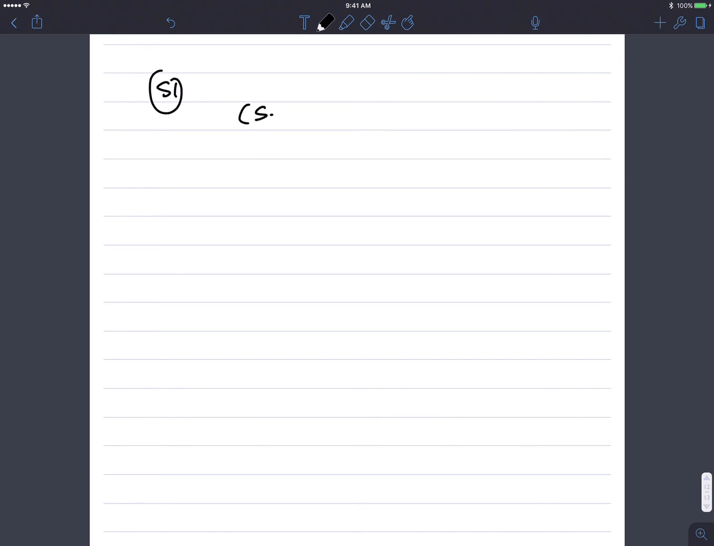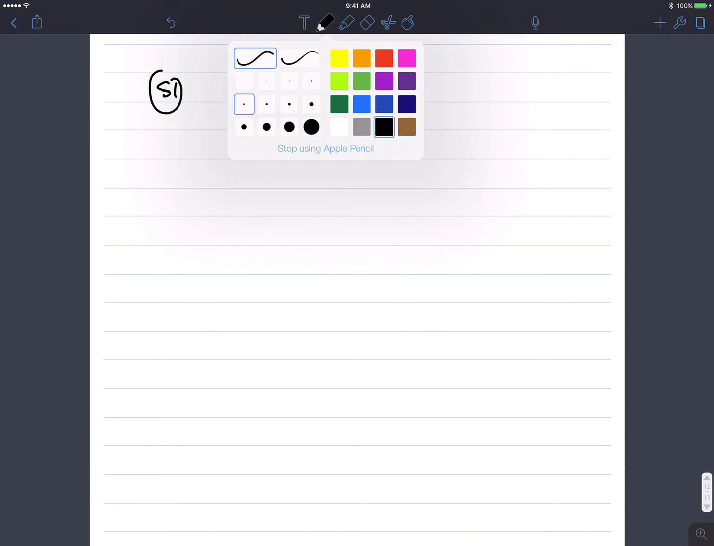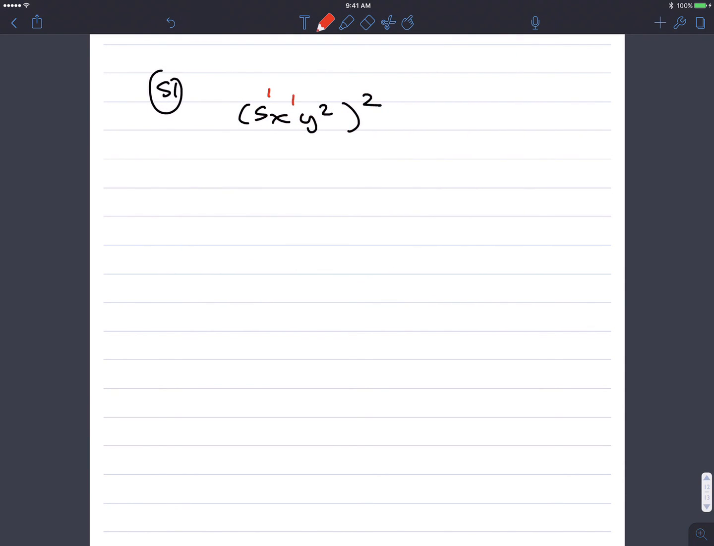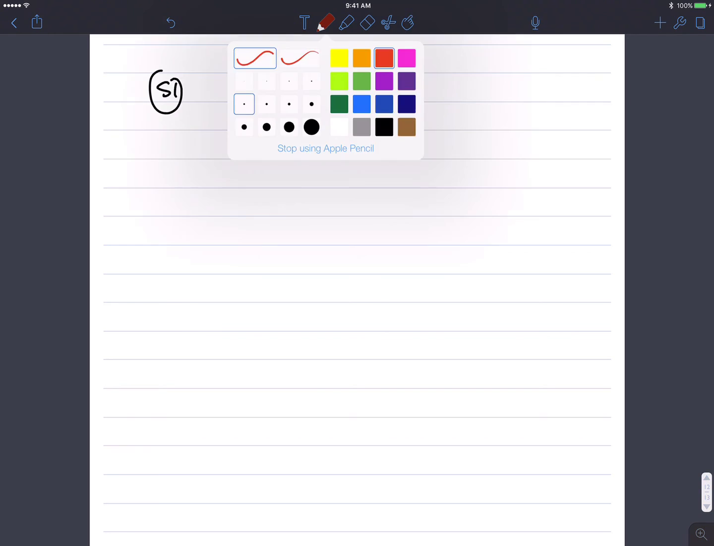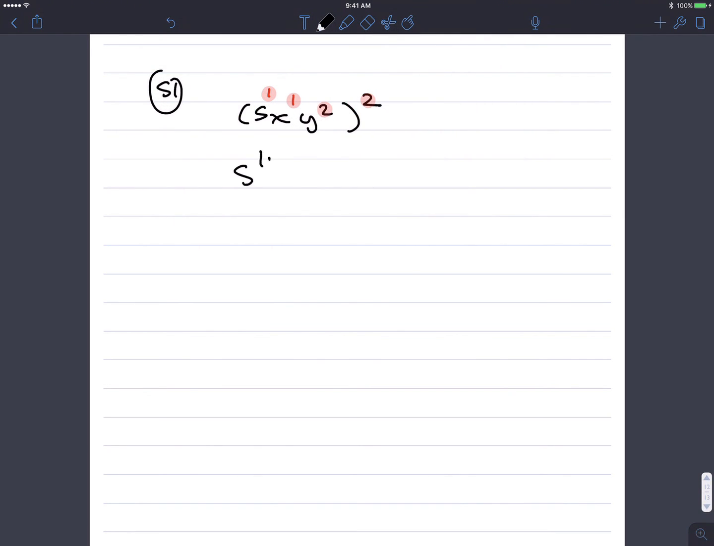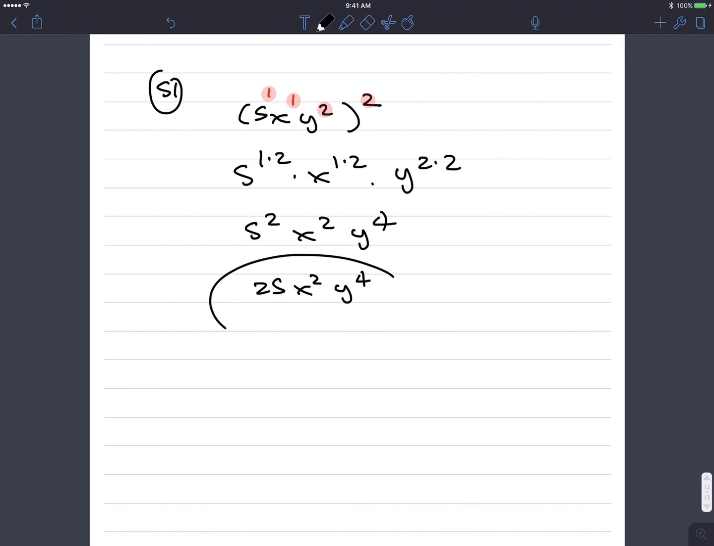(51) 5x, y squared, squared. 5 has a power 1, x has a power 1. Don't forget to take the power 2 and multiply it to each power. So you'll get 5 to the 1 times 2, x to the 1 times 2, y to the 2 times 2. 5 squared, x squared, y to the 4th. 5 squared is 25. 25x squared, y to the 4th. And you're done.